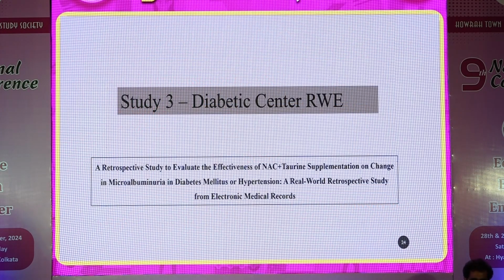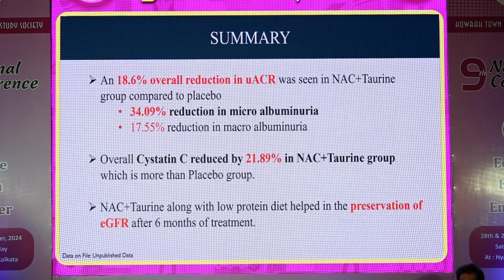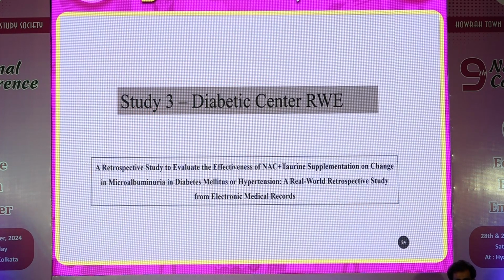So to summarize this study, we had 18.6% overall reduction in urine albumin creatinine ratio seen in NAC-taurine group compared to placebo, and 34% reduction in microalbuminuria and 17.5% reduction in the macroalbuminuria group. In cystatin C group, we achieved a 21.89% reduction in the NAC-taurine group when we compared with placebo. And NAC-taurine group, along with low protein, helped in the preservation of eGFR at the end of 6 months, and that was our inference.